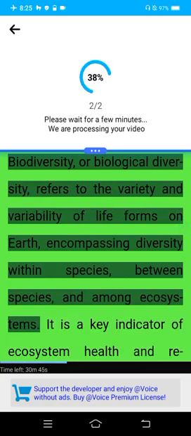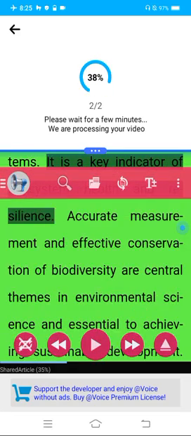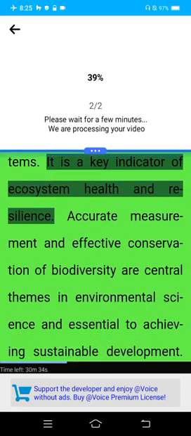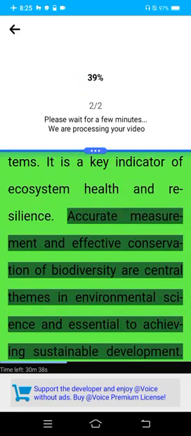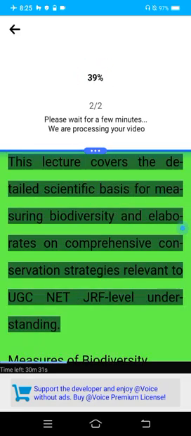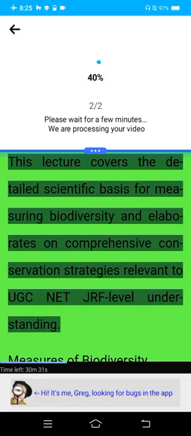Biodiversity, or biological diversity, refers to the variety and variability of life forms on Earth, encompassing diversity within species, between species, and among ecosystems. It is a key indicator of ecosystem health and resilience. Accurate measurement and effective conservation of biodiversity are central themes in environmental science and essential to achieving sustainable development. This lecture covers a detailed scientific basis for measuring biodiversity and elaborates on comprehensive conservation strategies relevant to UGC-NET JRF level understanding.